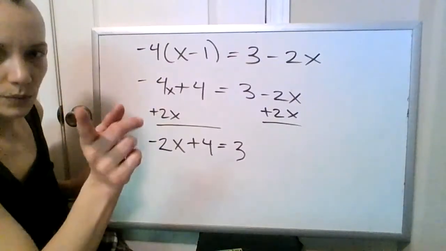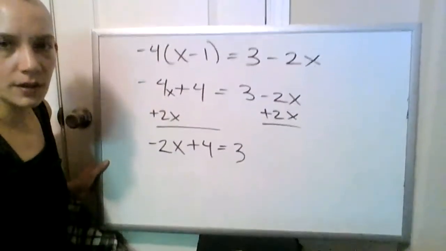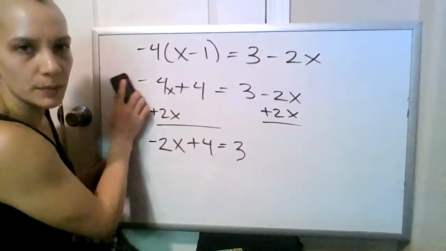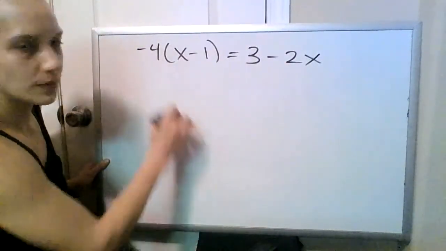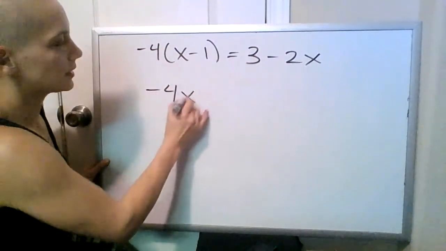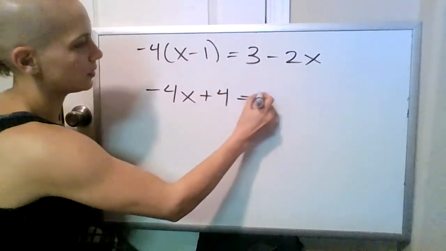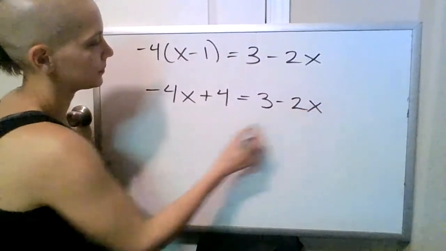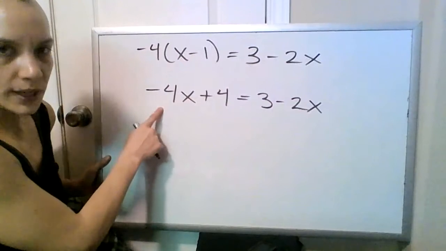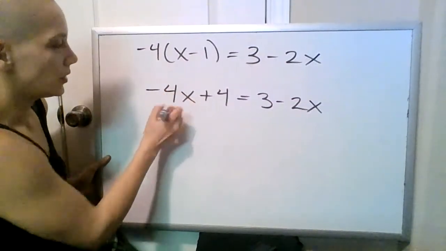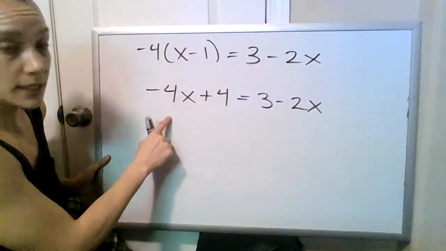Or actually, I think I'm also, sorry, I'm checking my work, but I'm also going to solve it a different way, where it's going to have -4x plus 4 equals 3 minus 2x. And let's work with the 4x. So we could add 4x to both sides.